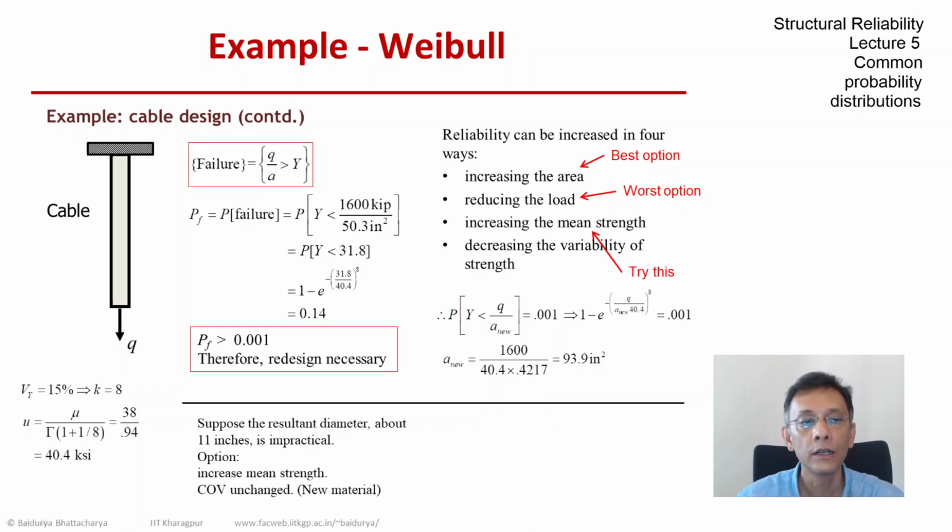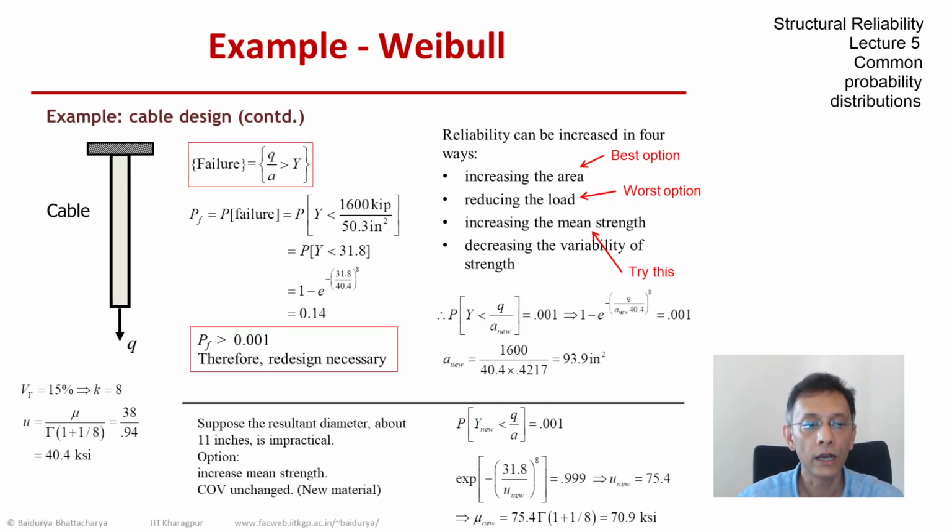So let's go for option number 3, which is increase the mean strength, and which would basically mean that we are going for a new material, which might be expensive. But let us see if that gives us some useful results. So now we have the same Q, the same A, but now we are looking at a new Y, which means Y with a new mean, and we assume that the COV we are not touching, so the coefficient of variation is still the same as before, which basically means the value of k is the same as before.